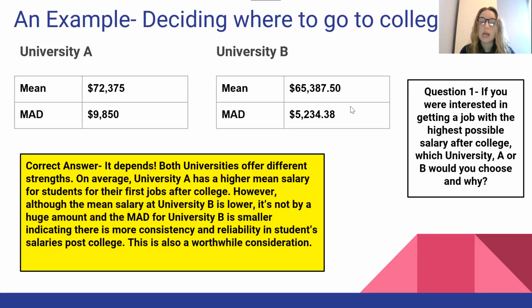However, even though the salary at University B is lower, it's not by a huge amount, and the MAD for University B is actually smaller. And that tells us that there's more consistency and reliability in the scholars' salaries post-college at University B than there is at University A. And so that's also a worthwhile consideration. You can see now, though, how important it is to have these data points like mean and MAD to be able to compare data, because imagine you had been looking through thousands and thousands of data points to try and decide which was the better college. This helps you make an informed decision really quickly by using really important information.